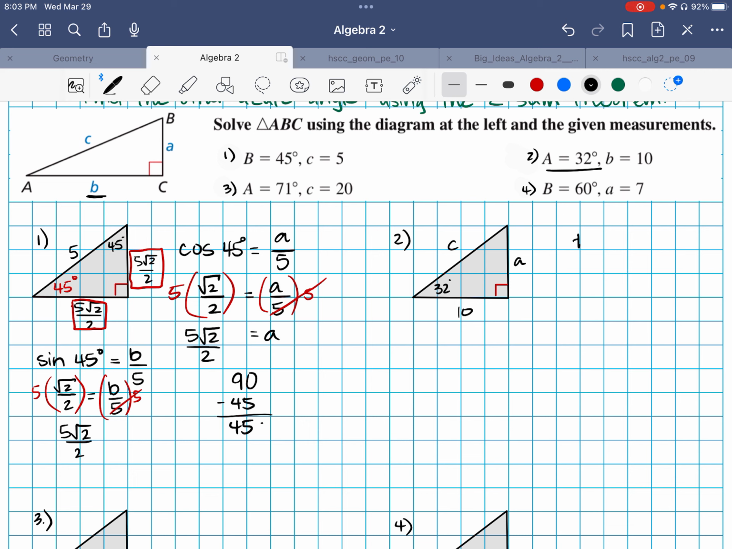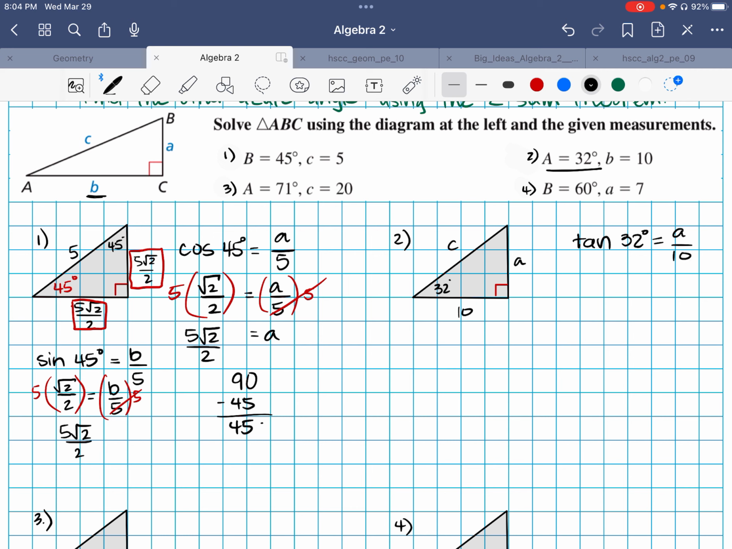So I'm going to go with that guy first. As soon as we can use tangent, I like using tangent right away. So we're going to say tangent of 32 degrees is, I always like to put the opposite one on top. That's how tangent works. And the adjacent one on the bottom. So we're going to go A, the opposite on top, over 10, the adjacent on the bottom.